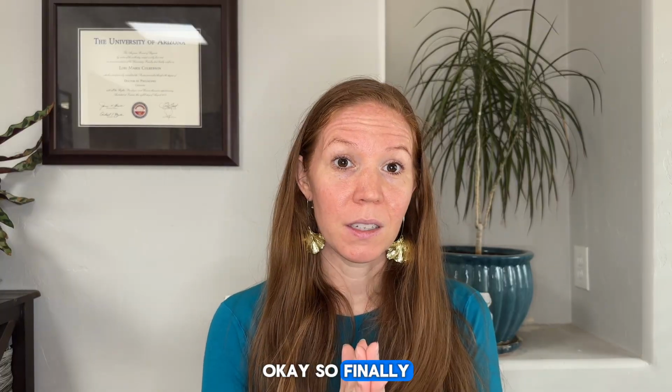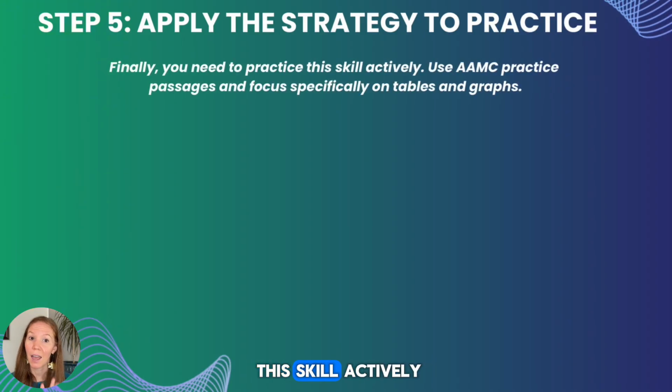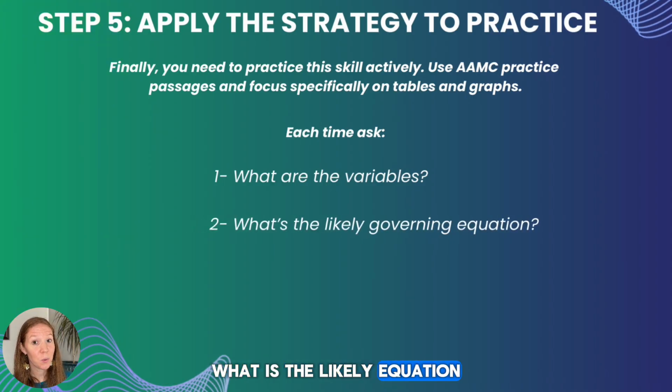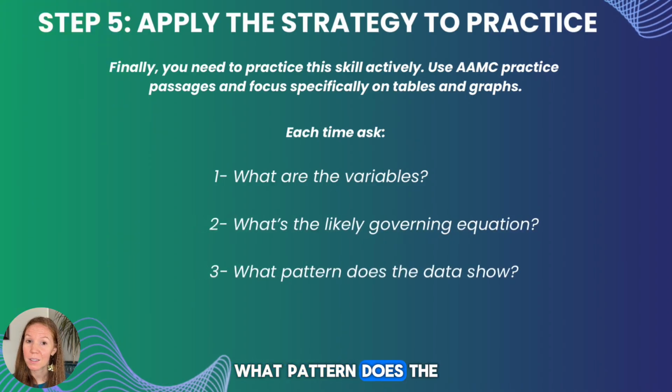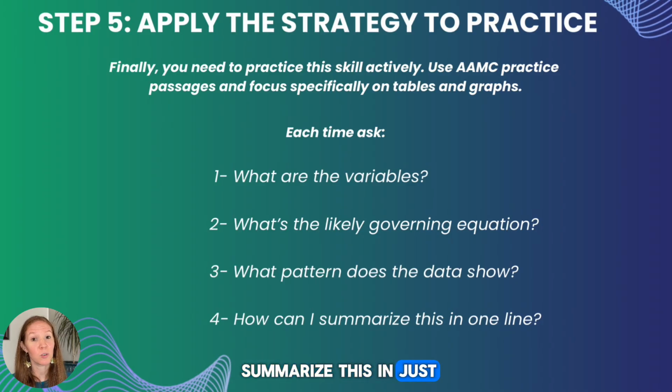Okay, so finally, this takes practice. You need to practice this skill actively. Use AAMC practice passages and focus specifically on tables and graphs. Every time, ask yourself, what are the variables? What is the likely equation? What pattern does the data show? And how can I summarize this in just one line?